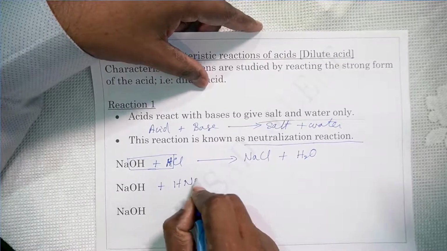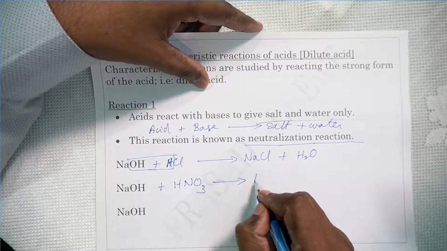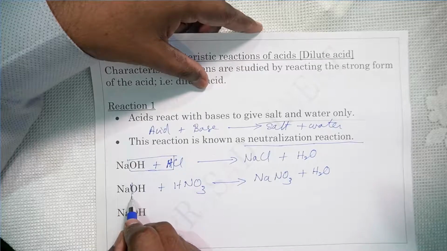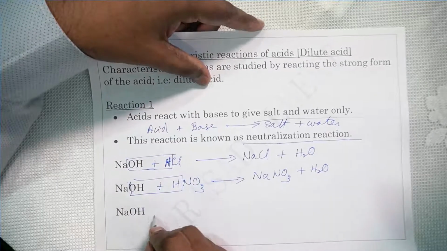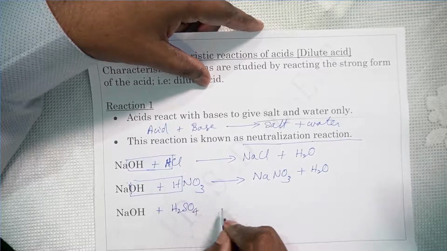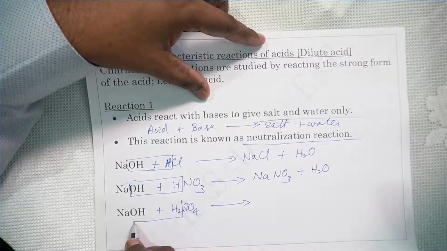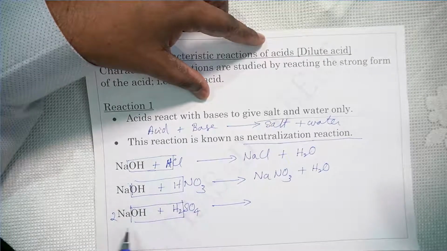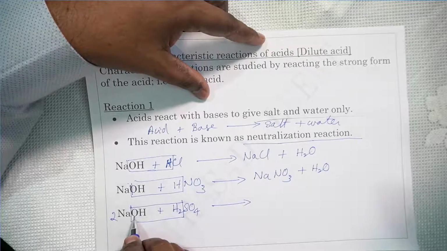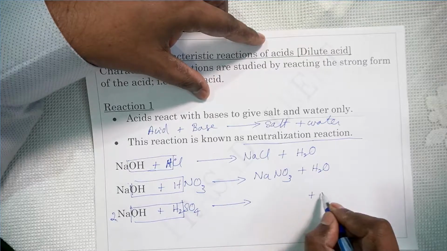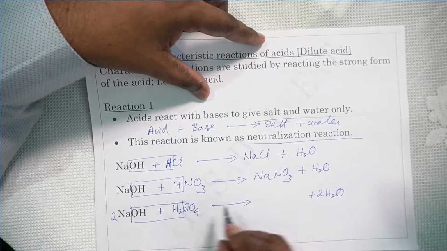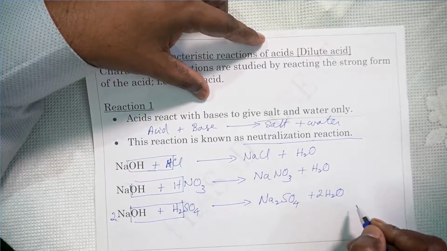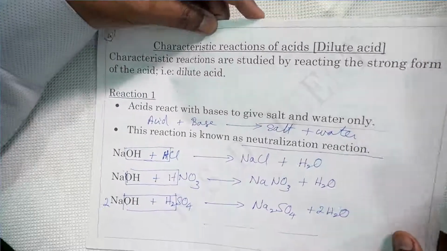NaOH plus HNO3, nitric acid, gives NaNO3 plus H2O. See, the OH and the H will form water. Now NaOH plus H2SO4. There are two hydrogens here, so there should be two OH, so 2 NaOH will be taken. It is easy to balance the equation in this manner. If you count 2 hydrogens, 2 OH are required, so 2 NaOH is taken. So you get 2 H2O, and the remaining is 2 sodium and SO4, Na2SO4. This way the formula also comes correct. See how you can make the equation.